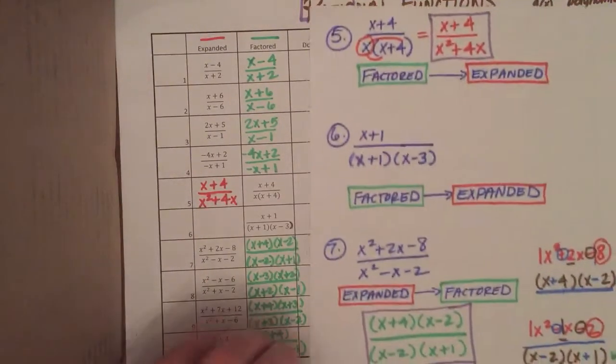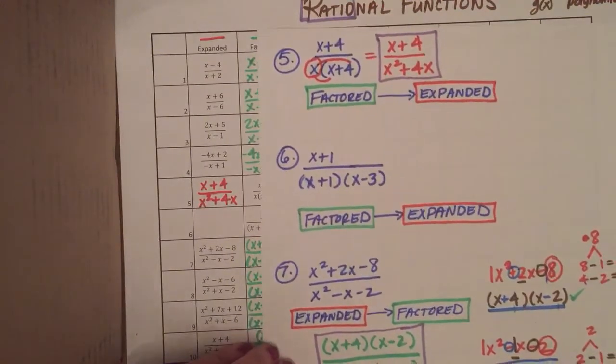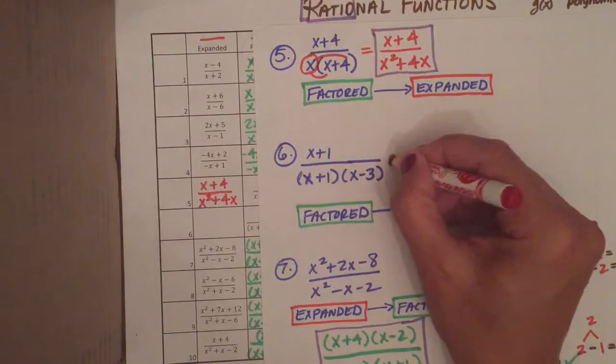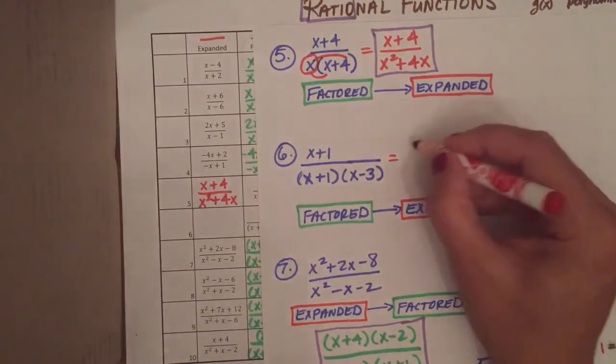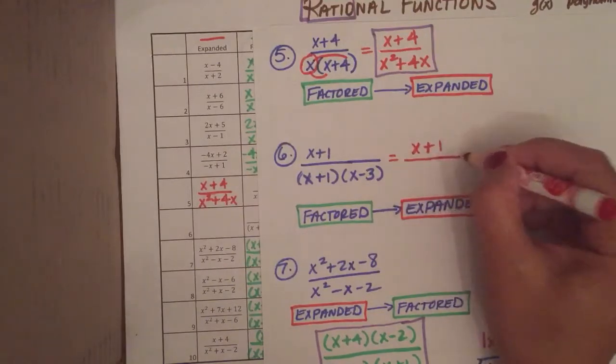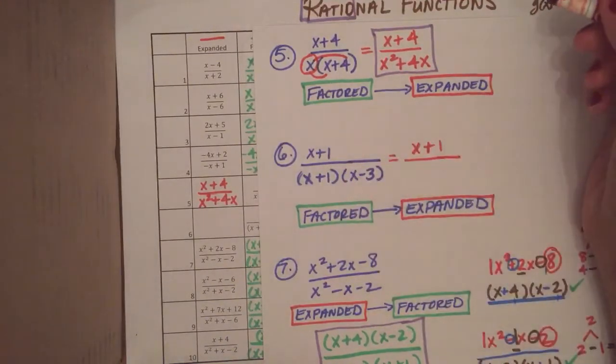So let's look at the next example. Let's look at number 6. Number 6 is in factored form. We want to convert to expanded. Again, it's nice and neat because the numerator is already just a single factor. You don't have to multiply. But the denominator is the product of two binomials.